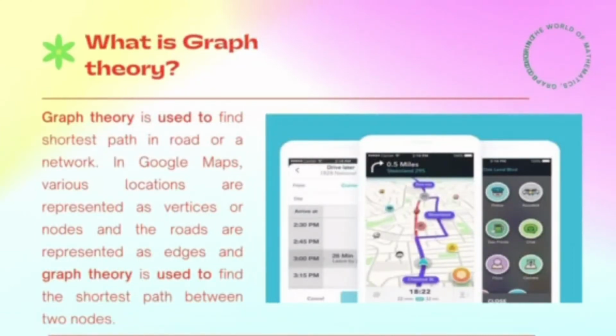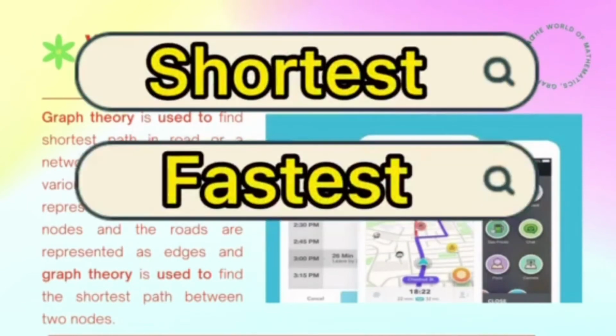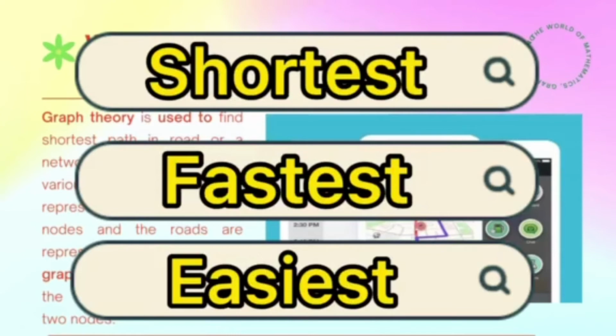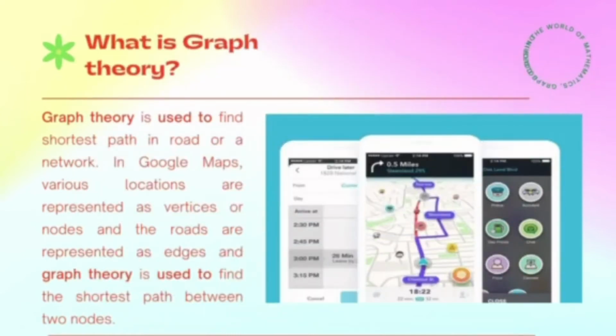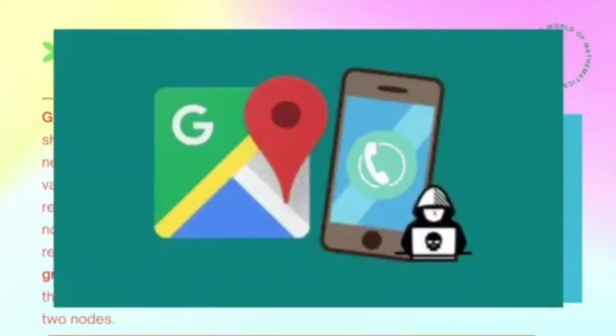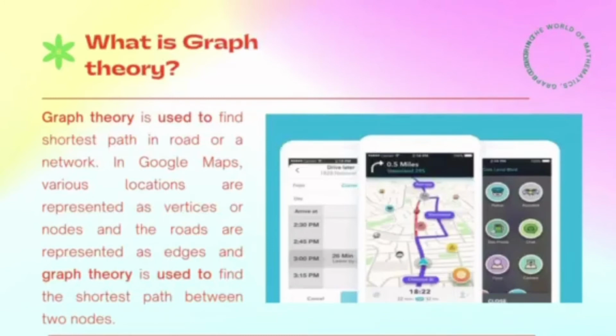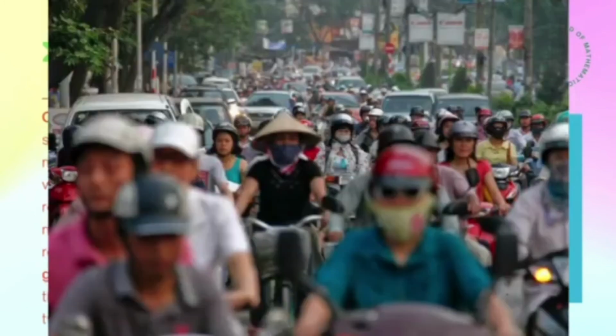So, basically, graph theory is finding the shortest, fastest, and easiest way to solve a problem and come up with a solution. Just like when you are stuck in traffic, to come up with the fastest alternate route to your destination, you get your phone and ask Google Maps what is the fastest alternate route to avoid being stuck in traffic.